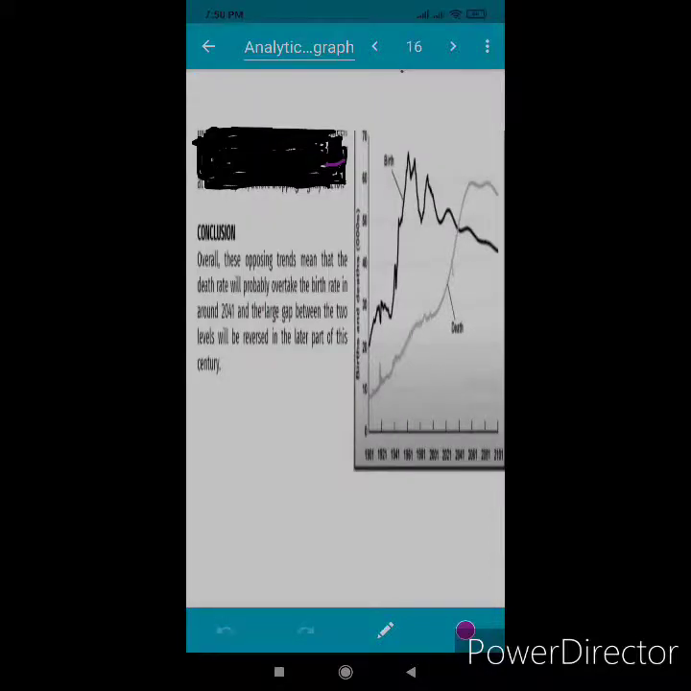And here is the conclusion of that graph. Overall, these opposing trends mean that the death rate will probably overtake the birth rate in around 2041, and the large gap between the two levels will be reversed in the later part of this century. You can just have a look. We have started with overall. That means this is the conclusion we are going to make after studying this graph. This is your analytical paragraph.